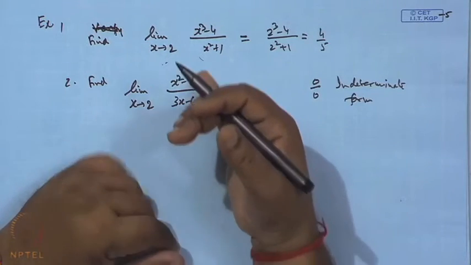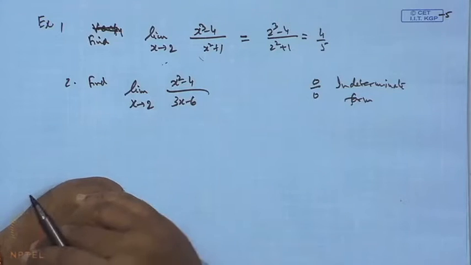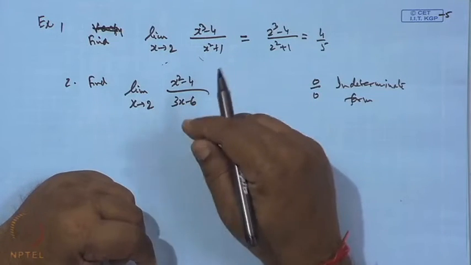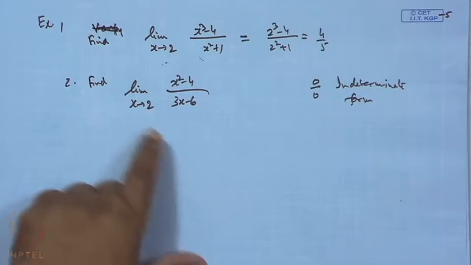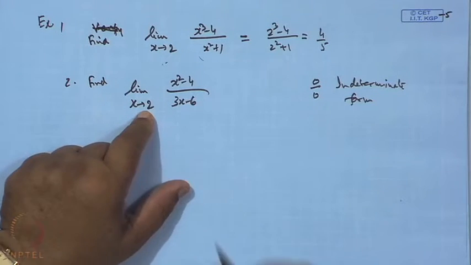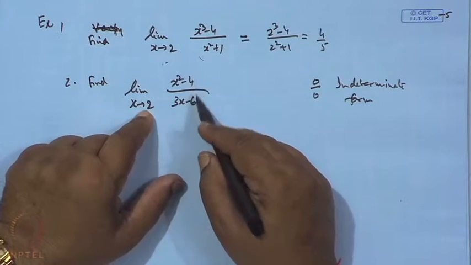But here this is a very simple function, so we can also use some trick to find the limit of this. Obviously, when x tends to 2, the numerator is 0 and the denominator is 0.